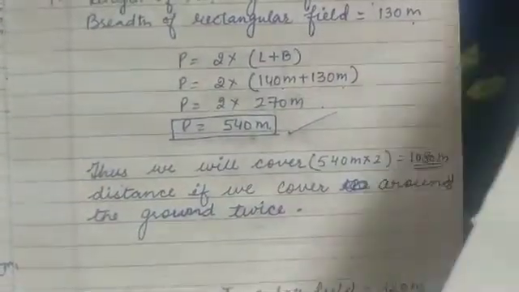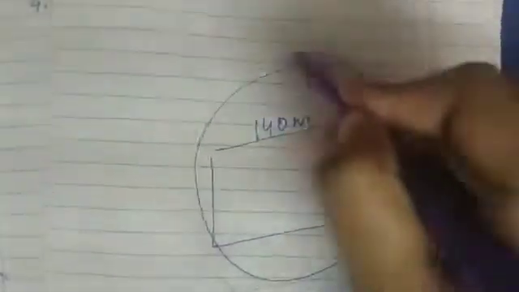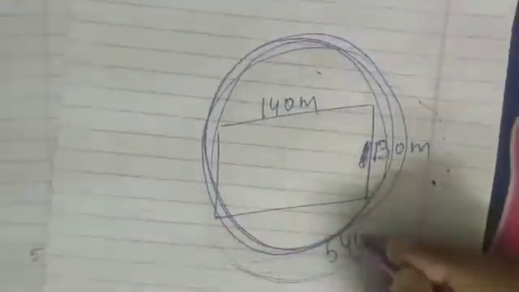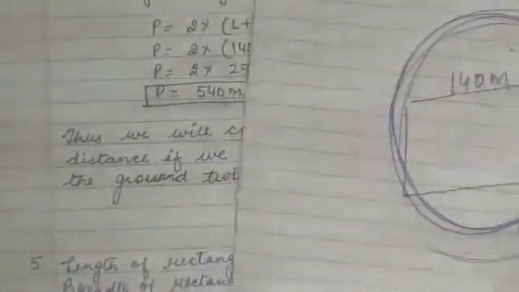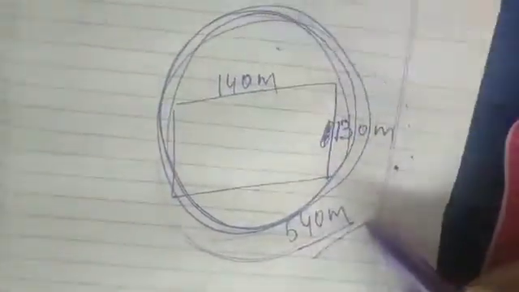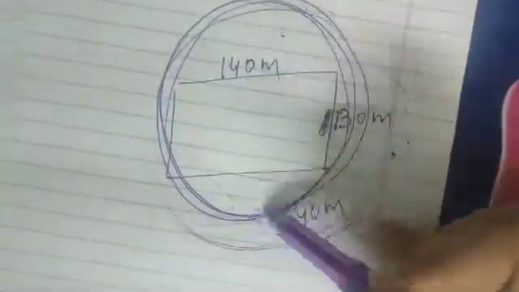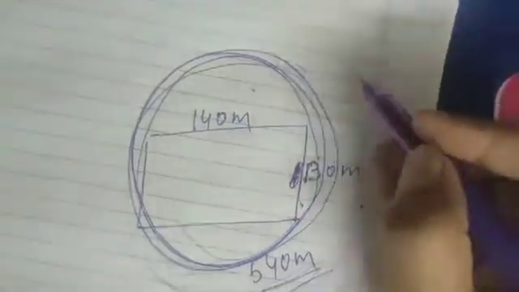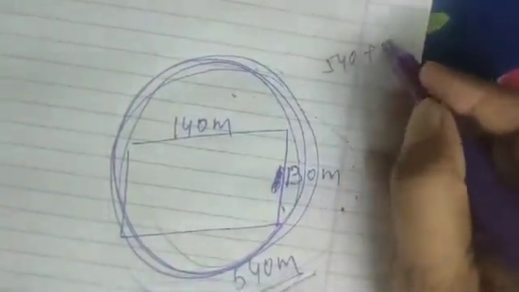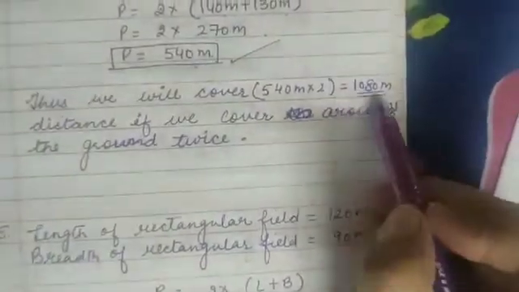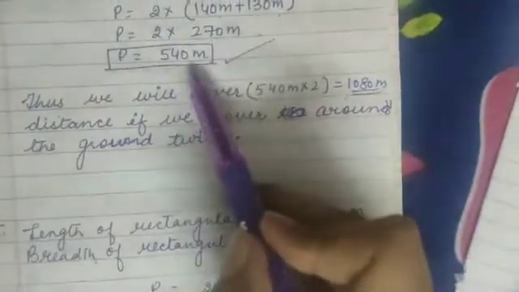Means the perimeter of the ground is 540 meter. So the first round when he takes, he will cover the distance 540 meter, and when he takes the second round, so 540 plus 540, this is the first distance and this is the second distance. It will be 1080. Okay, so we'll multiply by 2.